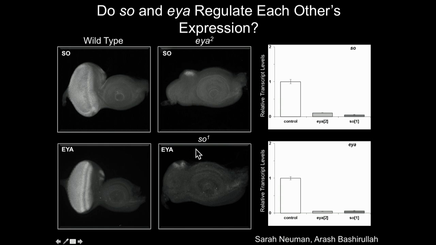And the reciprocal relationship can be seen in a Sine Oculis loss-of-function mutant that's been stained for Eya. There is some expression that you do see here in the dorsal part of the disc. That's the region that gives rise to the ocelli, and those are specified independently of the retina.